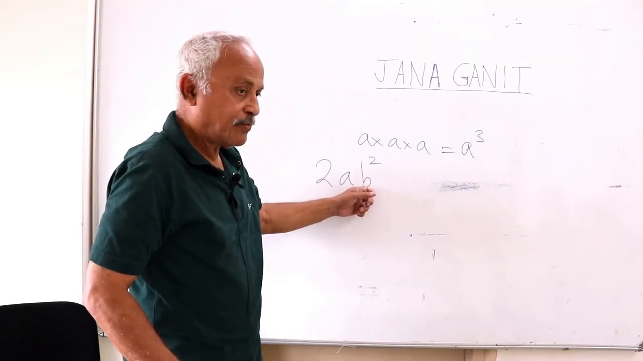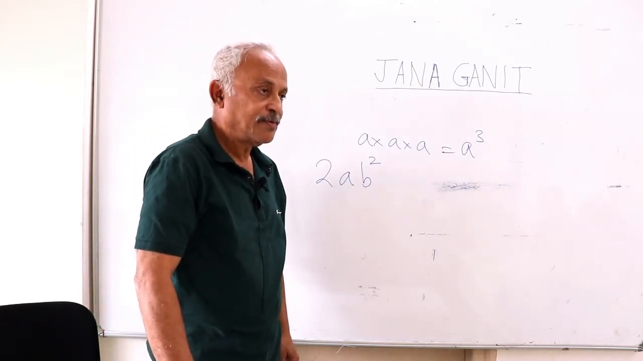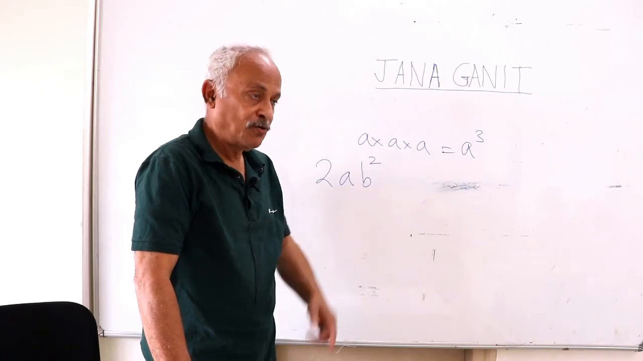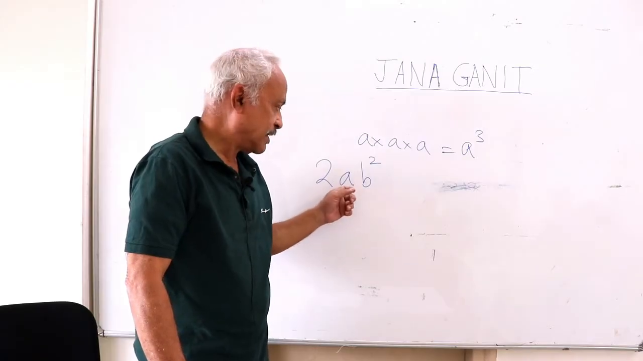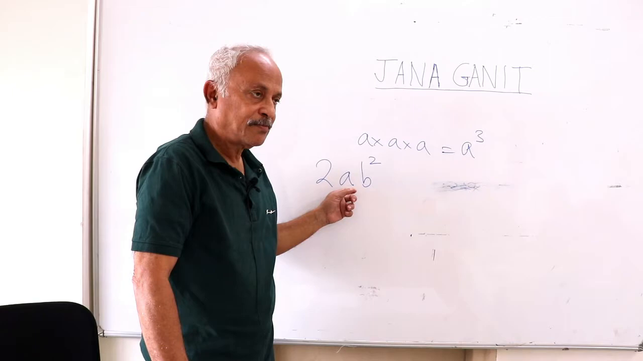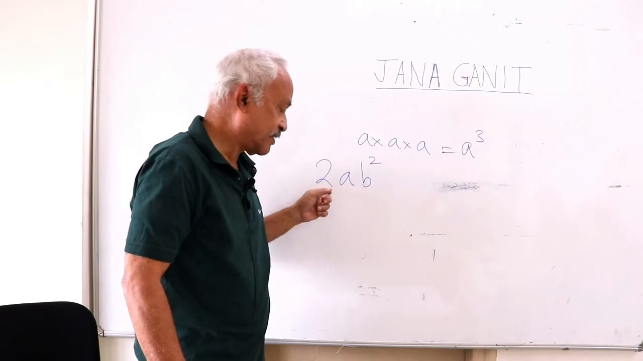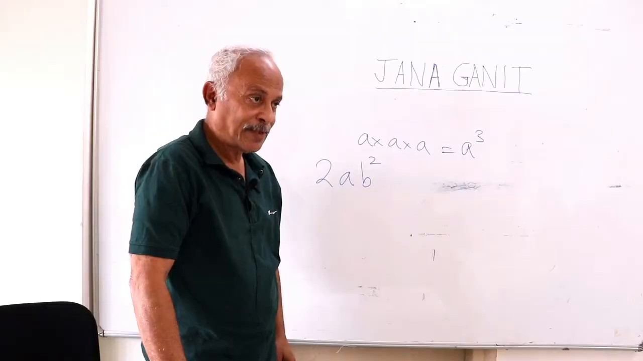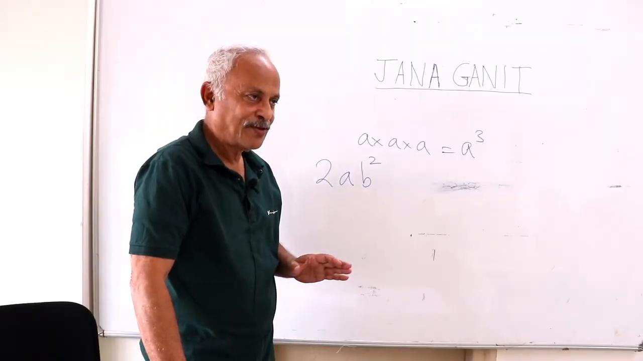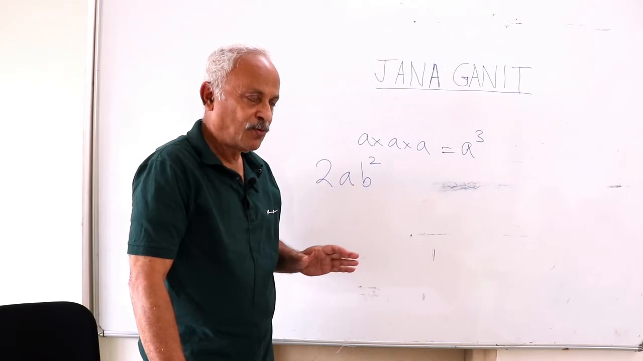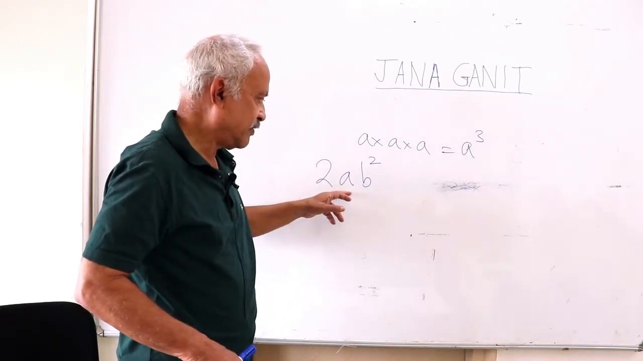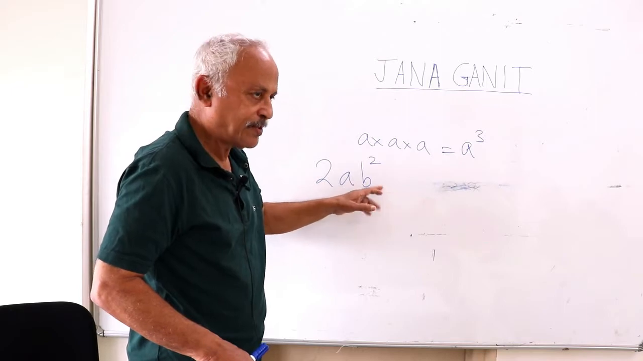B squared. What is B squared? B into B. Do B into B. What do you get? 16. Multiply by A. 48. And what about this factor? 96. Okay. So 2AB squared is 2 into 3 into 4 into 4, which is 96.